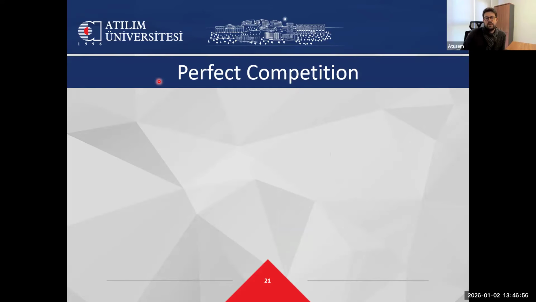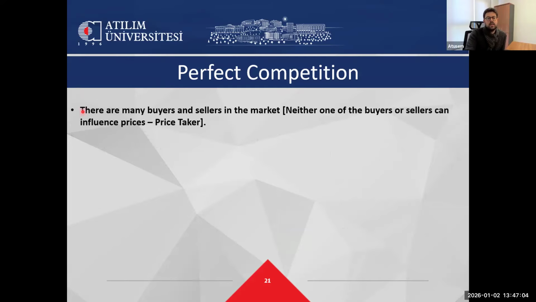You are only responsible for the perfect competition firm. Let's look at the features of perfect competition. The first feature is there are many buyers and sellers in the market. Neither the buyers nor the sellers can influence the price. They get the price from the market, the intersection point of the supply and demand curve. So that process is called price taker. Firms are price takers.